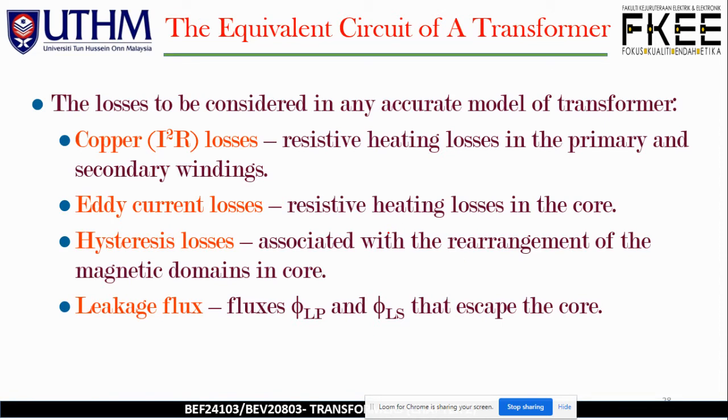So the losses to be considered in any accurate model of a transformer. First, we have the copper or I squared R losses, mainly the resistive heating losses in the primary and secondary windings. We could say these are the R losses.